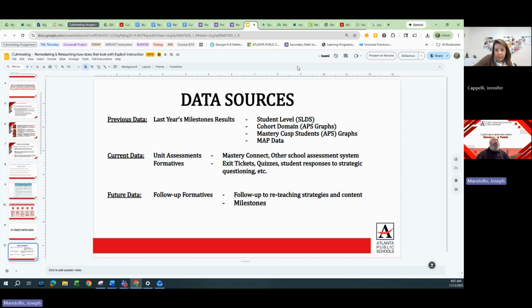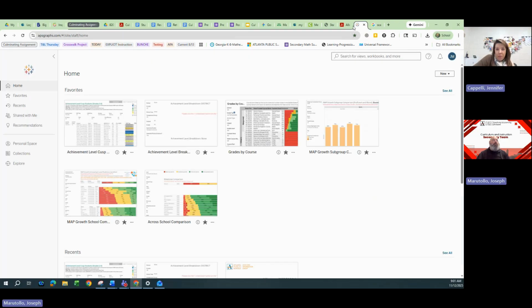Do we have MAP data to show where those gap areas are? Not that the teachers can't figure that out themselves, but do we have any MAP data for that too? We do have MAP data. We do have the domain data too, right? We do.